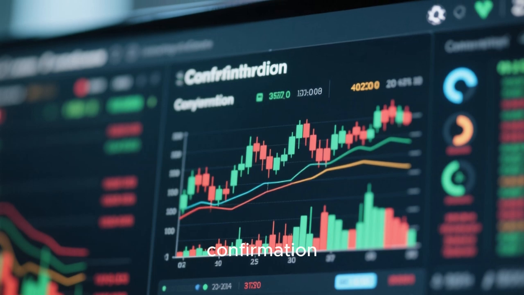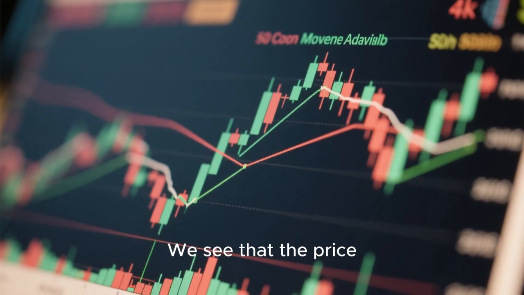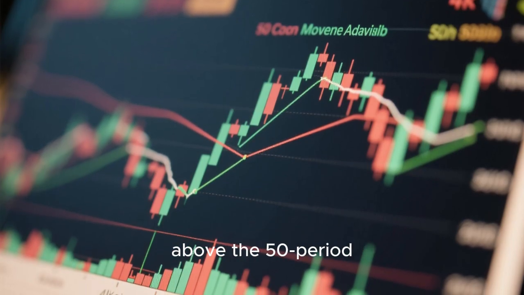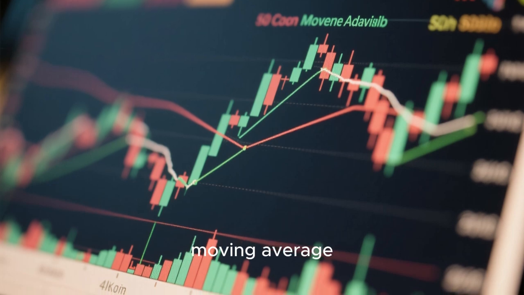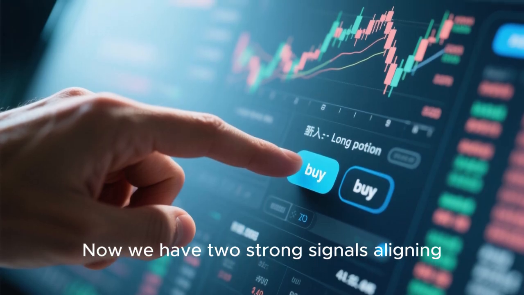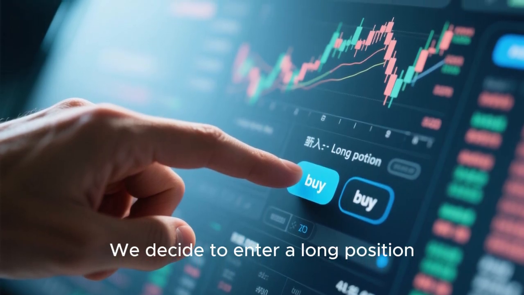We check our confirmation indicator. We see that the price has also decisively crossed above the 50-period moving average. Now we have two strong signals aligning. We decide to enter a long position.